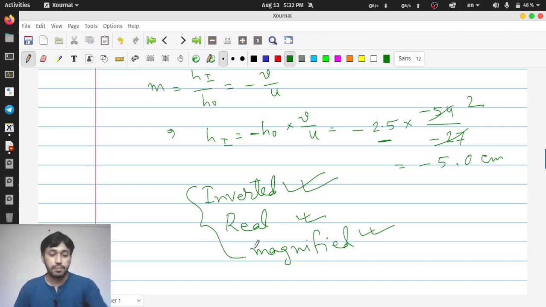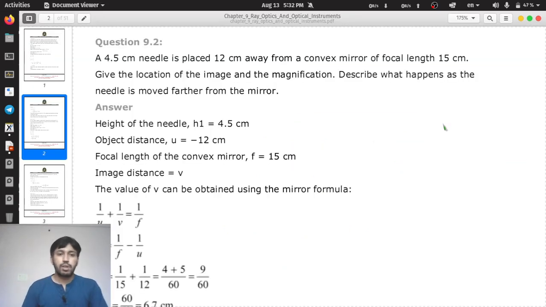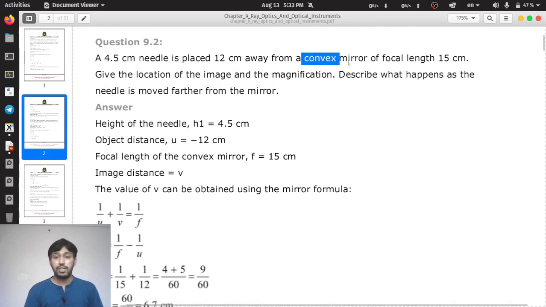So this is done. Now come to the second question. A 4.5 centimeter needle is placed 12 centimeter away from a convex mirror. Now this is a convex mirror question. The focal length is given, and give the location of the image and the magnification. So you have to calculate V, basically the image distance, and the magnification also.